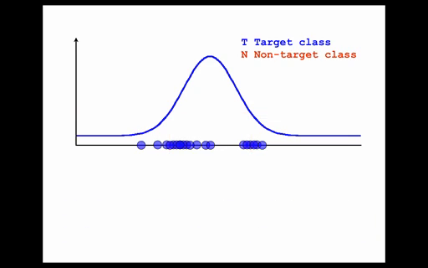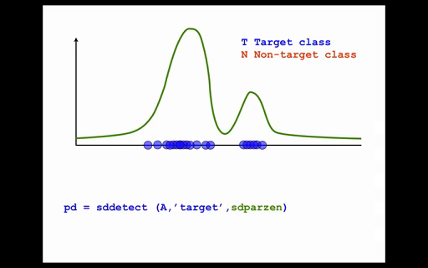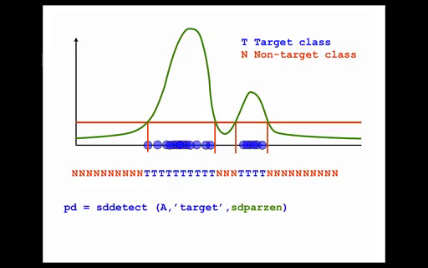This Gaussian model does not seem the best fit for this data distribution. We can change it, for example, with a parzen descriptor. This detector will identify the two data modes.